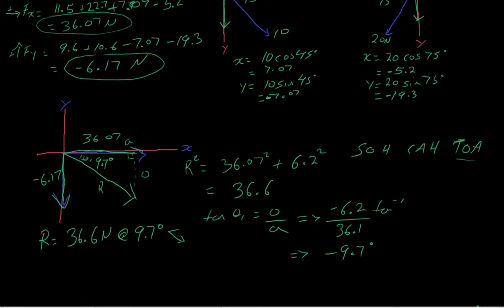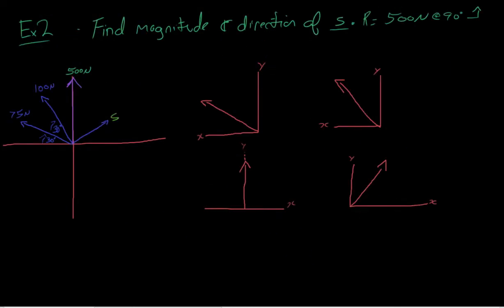Okay, moving on to example number 2. In this example, we are asked to find the force. So we have two forces given and we have one magnitude given. And there's another force here, and we're asked if we have a resultant of 500 newtons, what's the magnitude and what's the direction of this single force here?